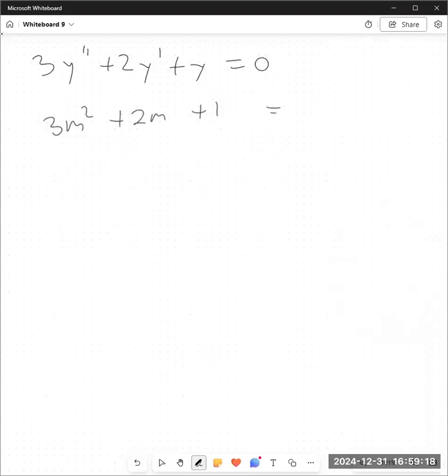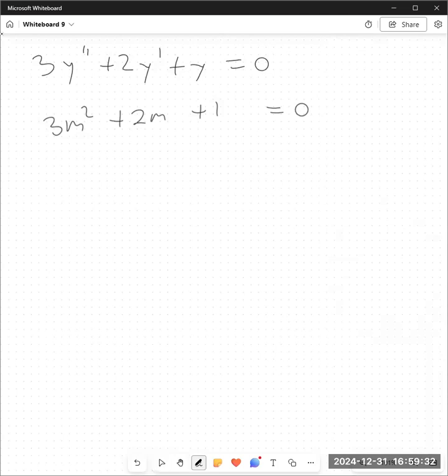Let's see, that was that one. Let's do one more just so that you see that the answers don't always have to come out so nice and neat. So 3y double prime plus 2y prime plus y equals 0. So we have 3m squared plus 2m plus 1 equals 0. And I'm not going to be able to take factors of 3 that add up to be 2. That's not going to happen.